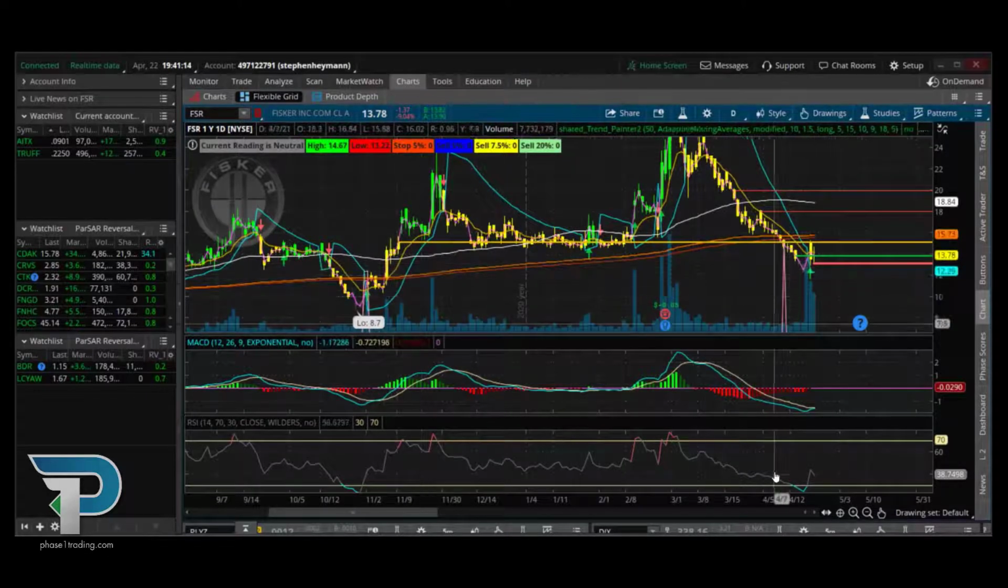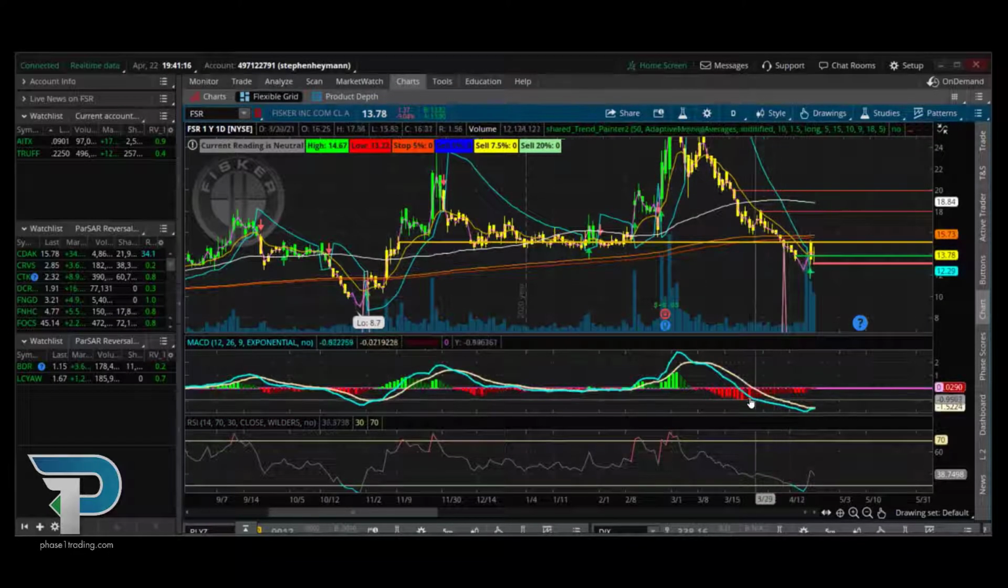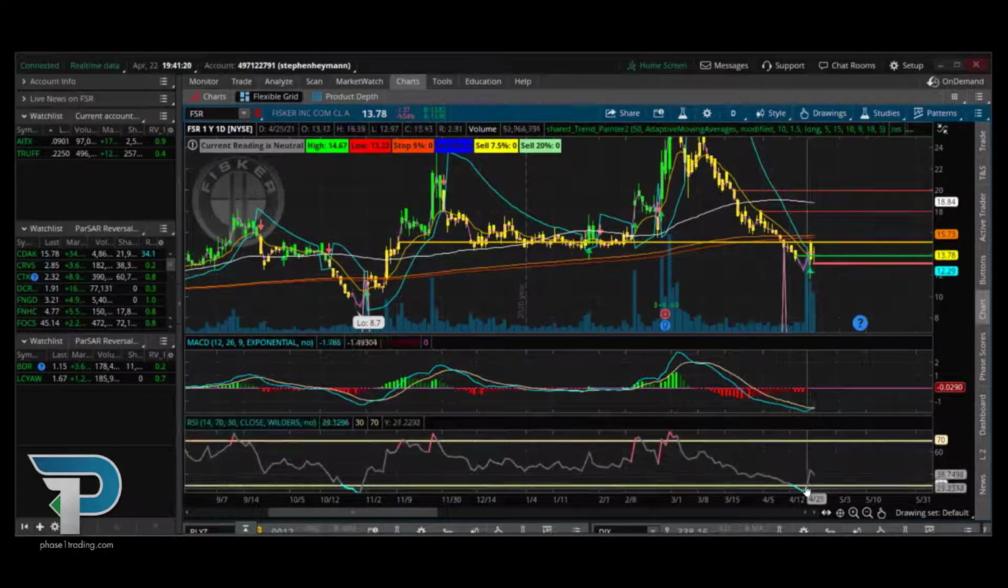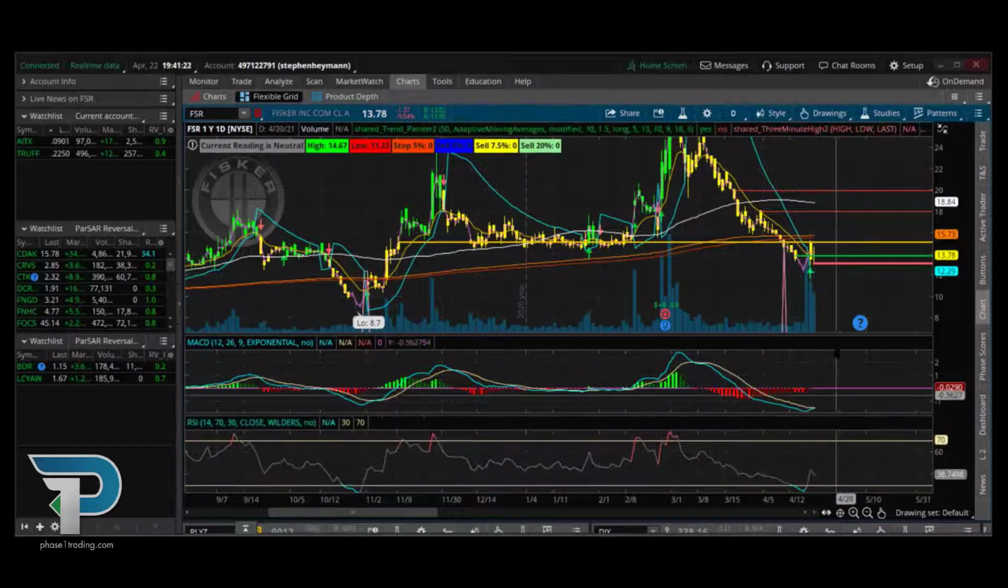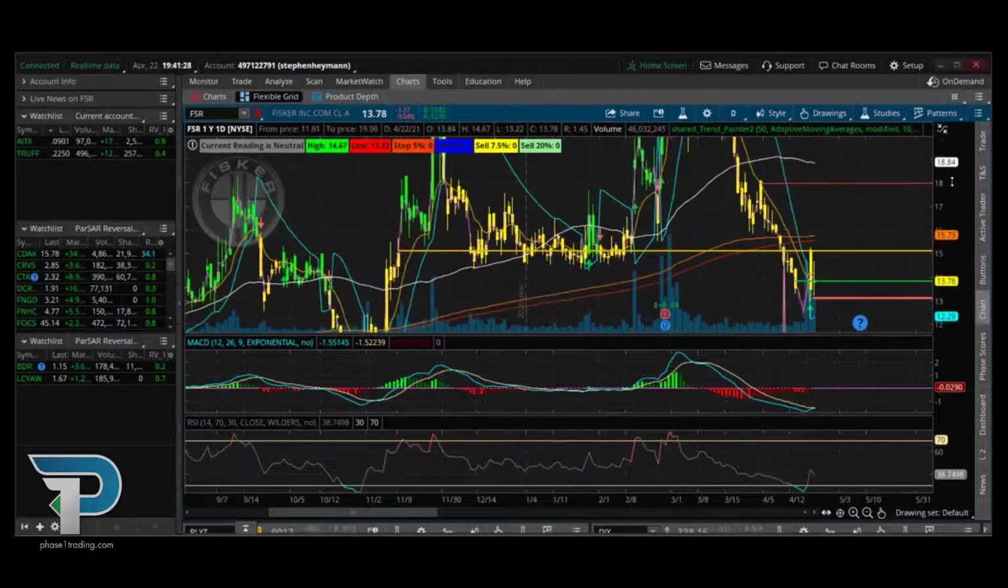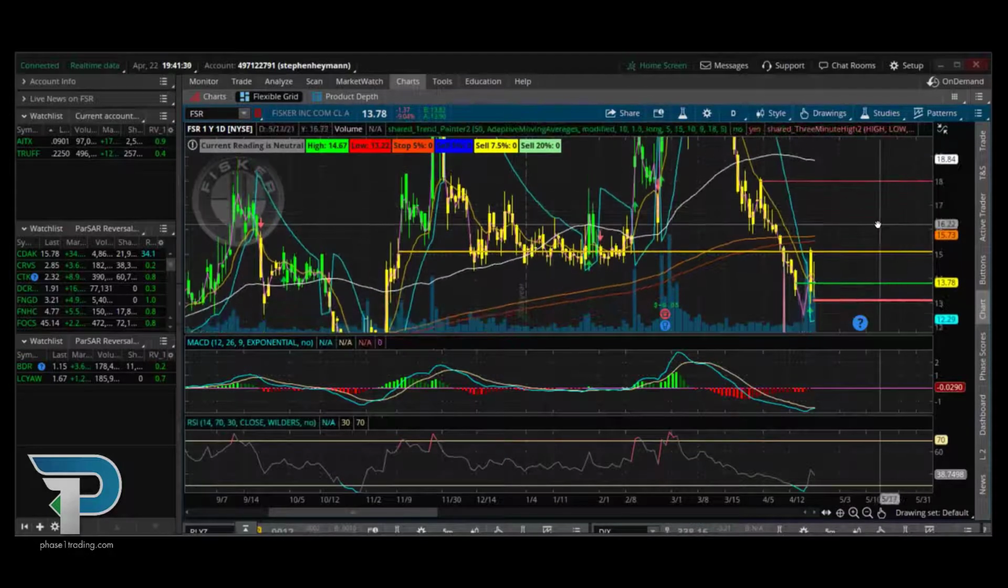FSR's got a lot of momentum. Look at the MACD. I'm not sure if you follow that, but I have the MACD and RSI up, coming back up. RSI is oversold. So yeah, it's definitely got the potential to do it. But now you have a better idea of when to enter, and you can time your entry.